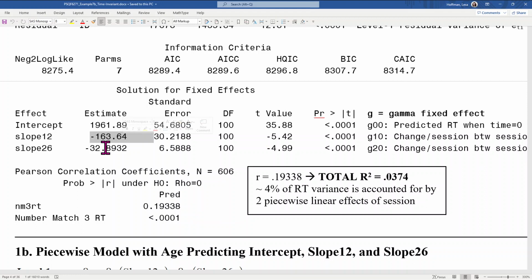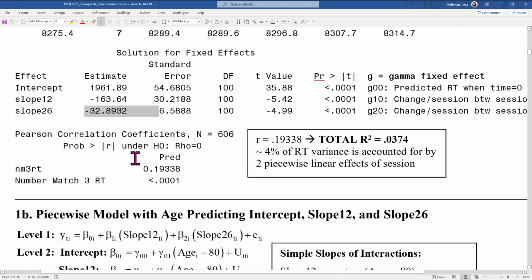So response time is improving on average. And then after session 2, there is a more shallow rate of change of 33 milliseconds per session, indicating that the effect of practice is less after session 2 than it is initially.